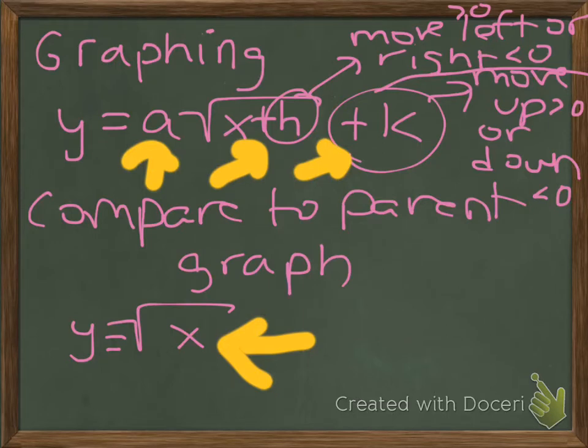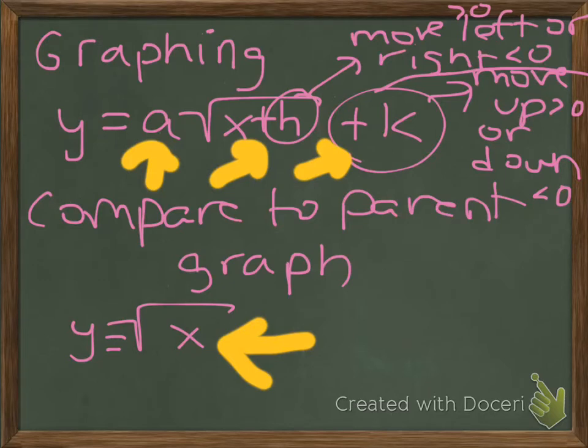Notice that when you add or subtract and it's underneath the square root symbol, as in this x plus h, it's going to move your graph left or right. If you're adding a number greater than 0, it's going to move it towards the left. If you subtract a number, it's going to move it to the right. And then if you have a number outside the square root, like the k, where you're adding it, it's going to move it up, the graph's up.